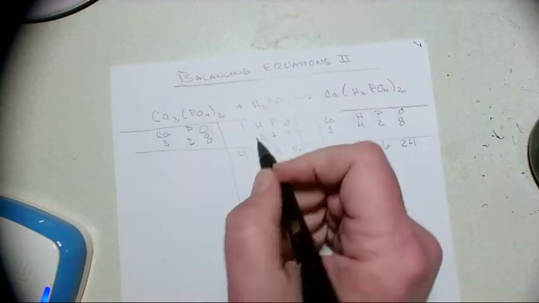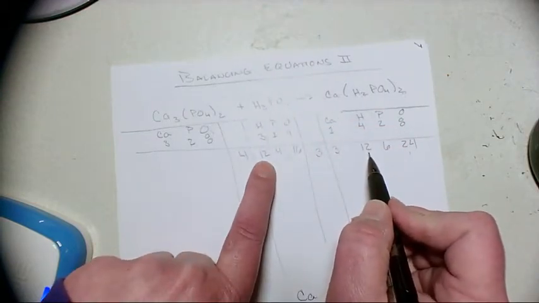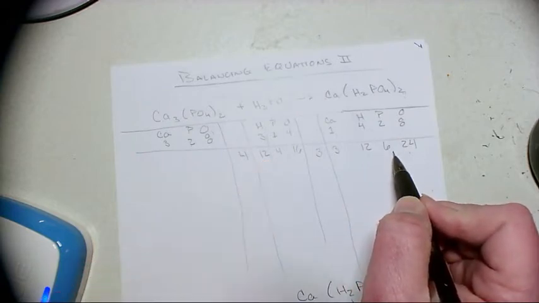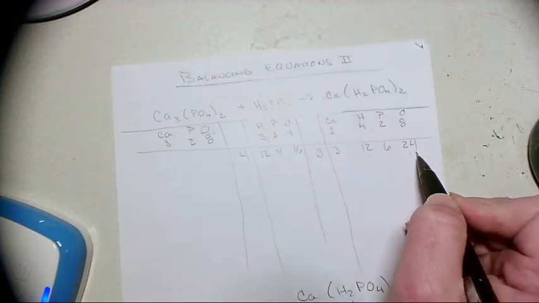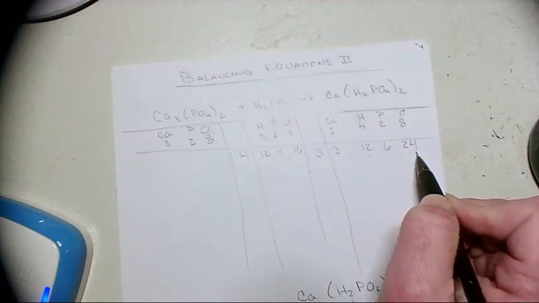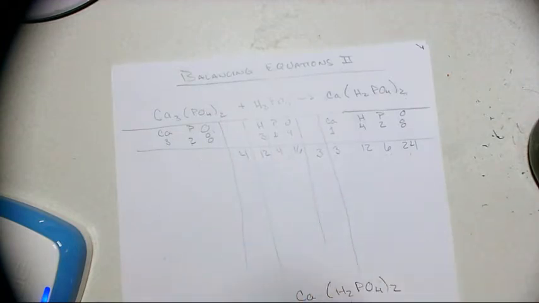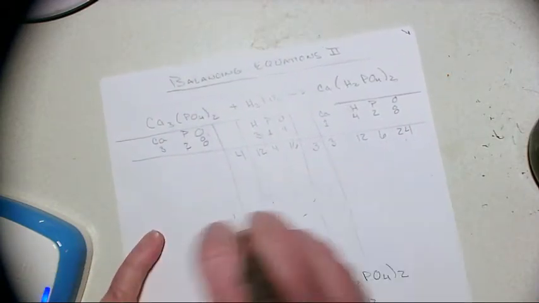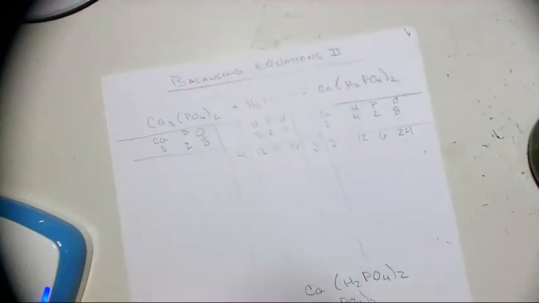Alright, so now I know that I have enough hydrogen, 12 and 12, good. What about my phosphorus? I have 6 on this side, and now 4, 6. Okay, that's good. 24 oxygen, and I am 16, 24. Bam! We are balanced. Look at that. I thought we were going to have to go a couple more steps. We didn't. So let's write this out. Yes, I do get that excited.